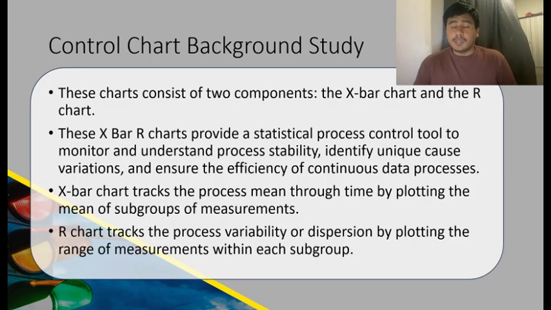The second method we use in our project is the control chart. This chart consists of two components, which are the X bar chart and the R chart. X bar is the average of the data given, and the R chart is the range, which is the highest value subtracted by the lowest value. This X bar and R chart provide a statistical process control tool to monitor and understand process stability. The X bar chart tracks the process mean through time by plotting the mean of subgroups of measurement. The R chart tracks the process variability or dispersion by plotting the range of measurement within each subgroup.